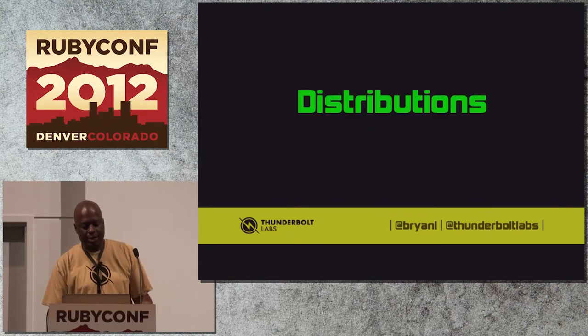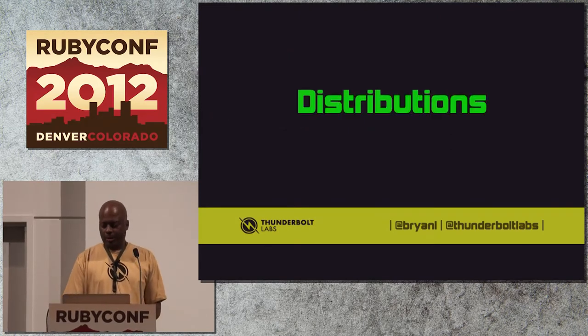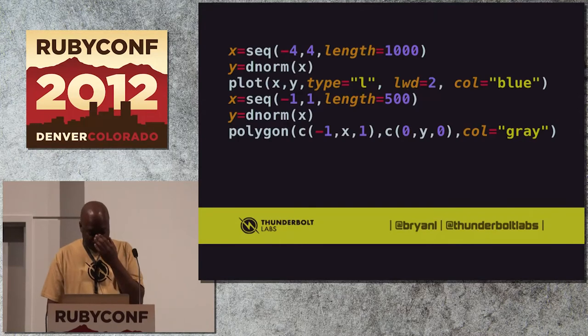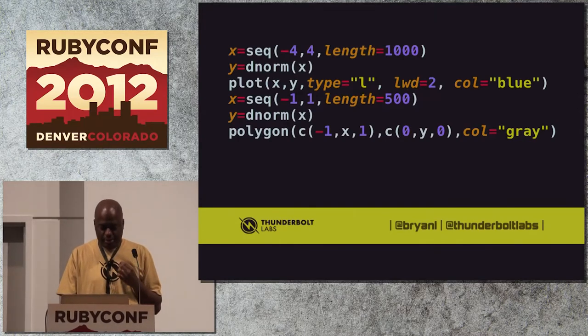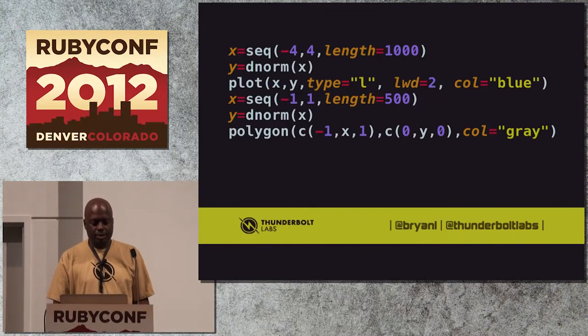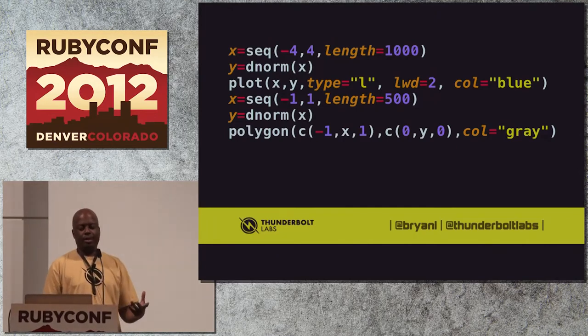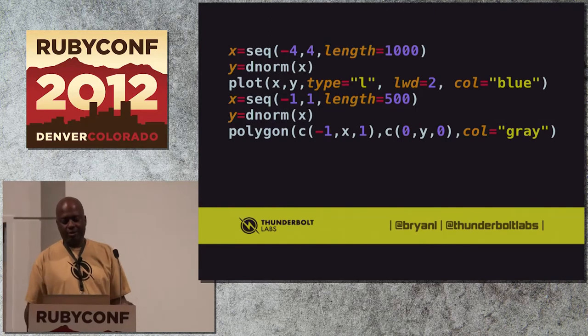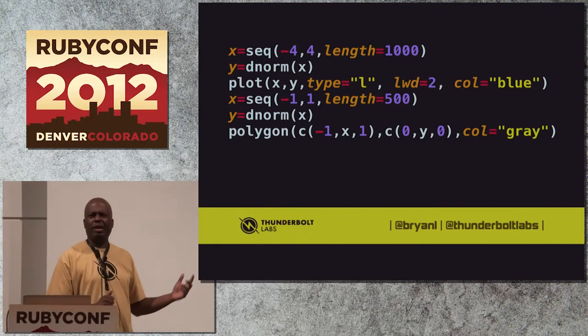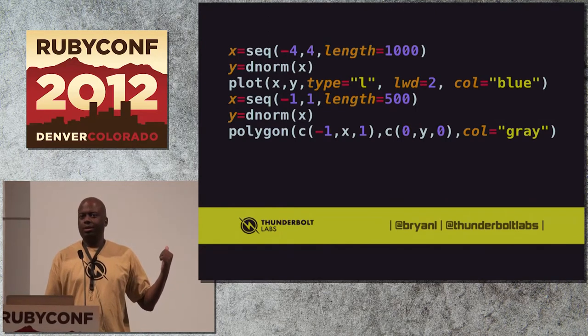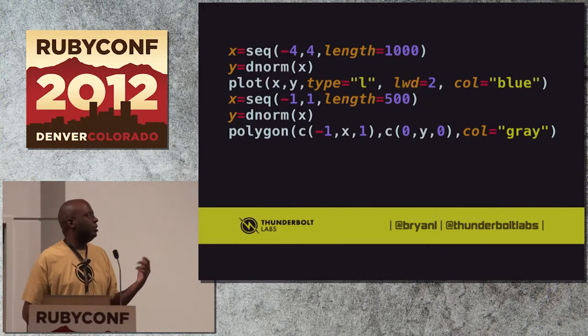So another neat thing about statistics is distributions. I was writing some code, and first of all, this is not Ruby. One thing you're going to learn when you're writing statistics or simulations is that Ruby just does not give you everything you need. Does anybody know what language this is? Yeah, it is R.